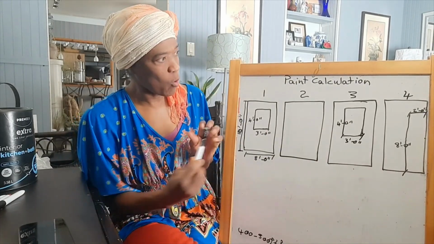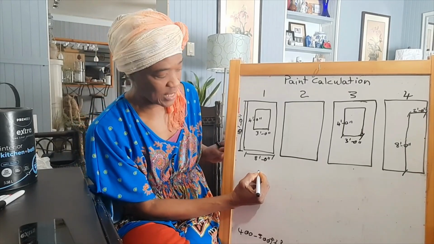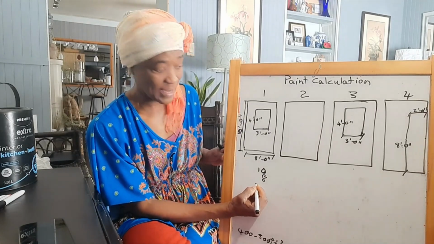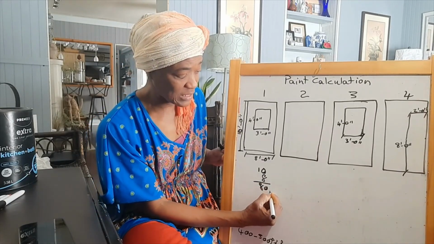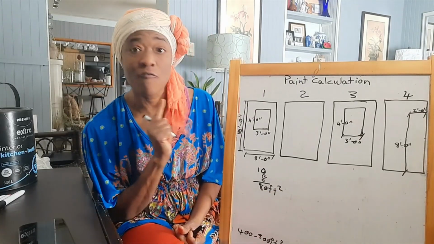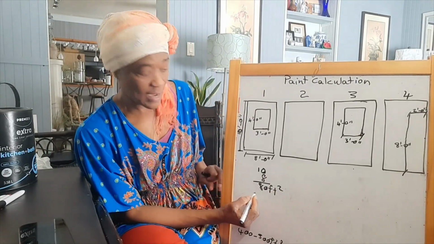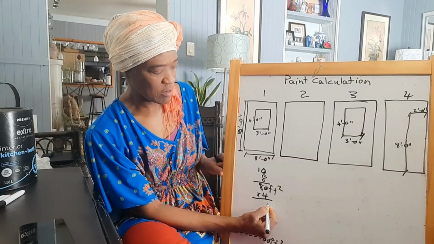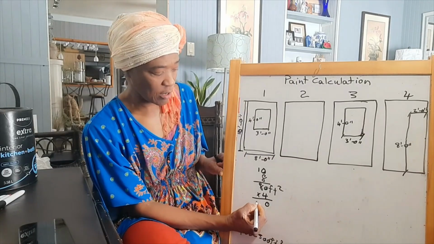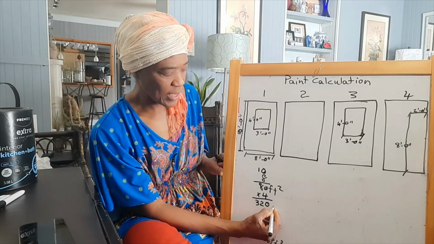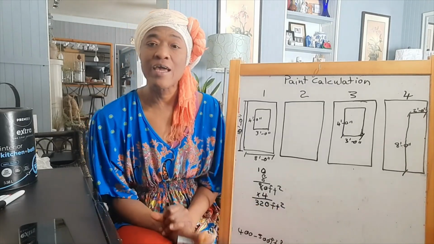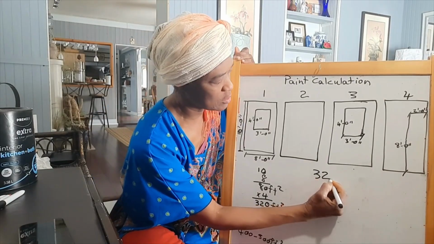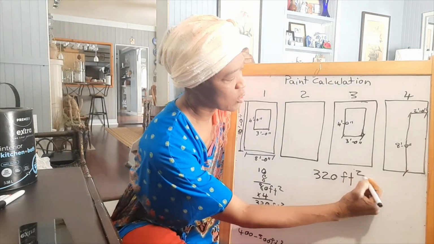Let's start with the walls. They are 10 feet by 8 feet. So we'll multiply 10 by 8. So that's 80 feet squared. There are 4 walls, so we will multiply the 80 by 4. 4 times 8 is 32. So we have a total of 320 feet squared.